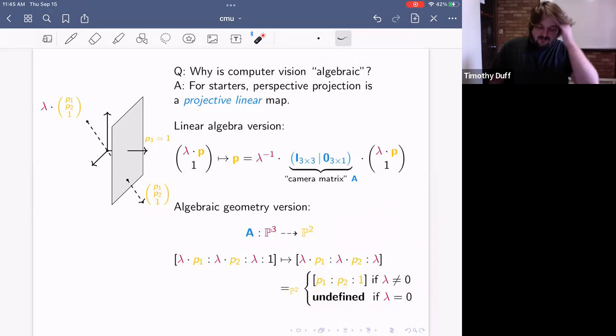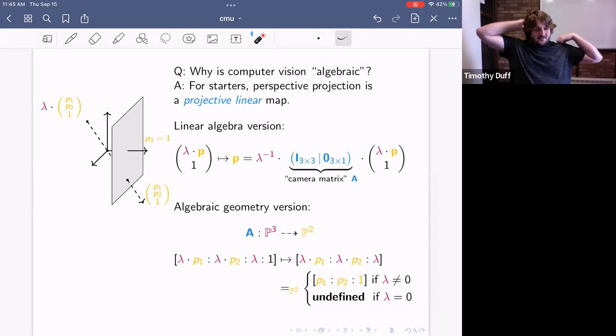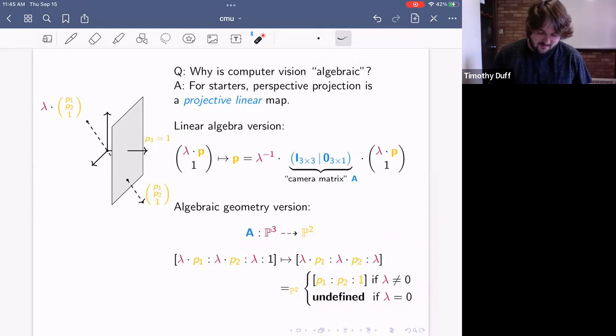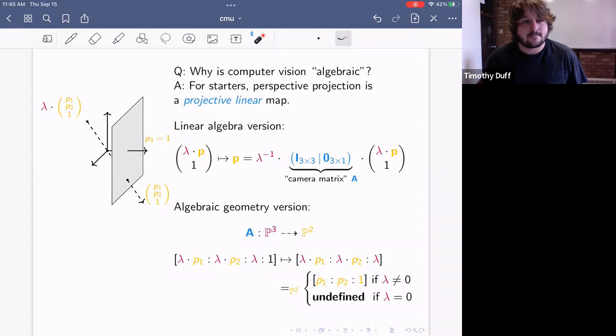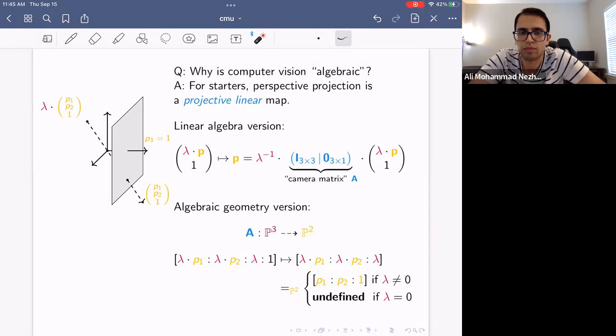So in the linear algebra version, we have this sort of nonlinear transformation of linear map. There's a question from Jeff in the chat box. He's asking, where did the extra dimension come from? Good question.